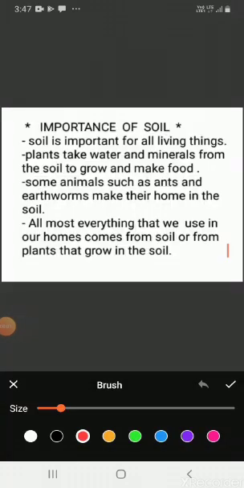Our next topic is importance of soil. Soil is important for all living things. Plants take water and minerals from the soil to grow and make food. Some animals such as ants and earthworms make their home in the soil. Almost everything that we use in our homes comes from soil or from plants that grow in the soil.